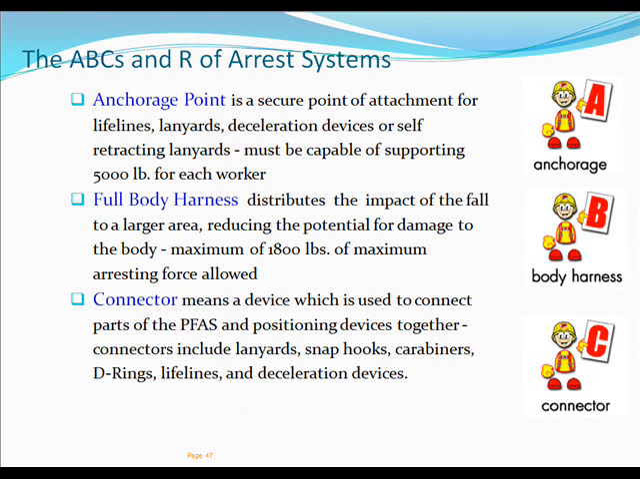Connector means a device which is used to connect parts of the PFAS and positioning device together. Connectors include lanyards, snap hooks, carabiners, D-rings, lifelines, and deceleration devices.